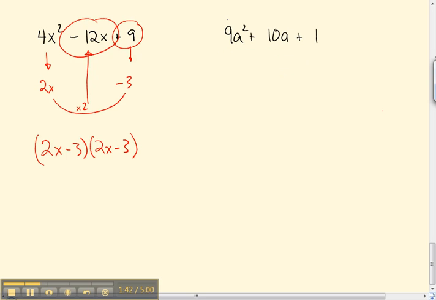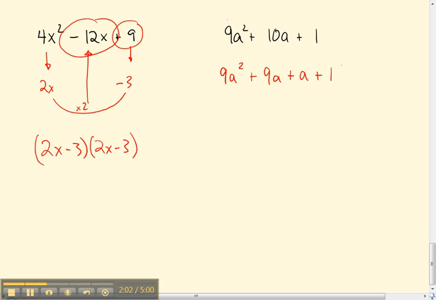That doesn't mean it's not factorable, because 10a is the same thing as saying 9a plus a. In other words, I'm doing the magic number method. It still works. It still can be factored. It's just not a perfect square.